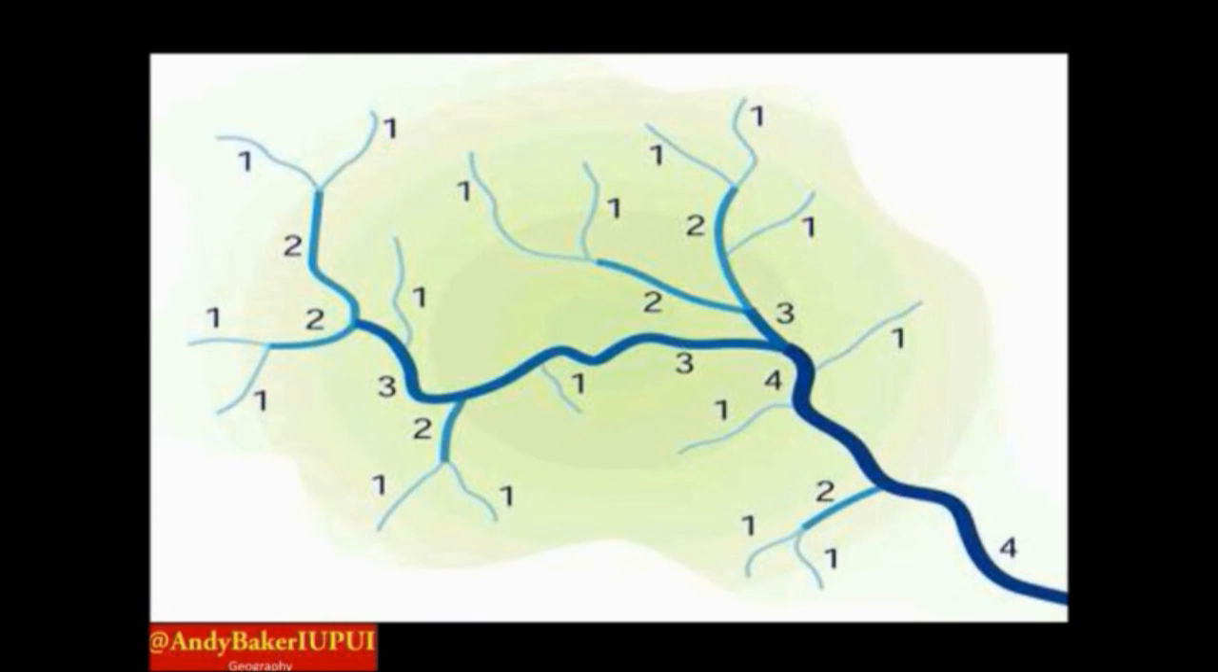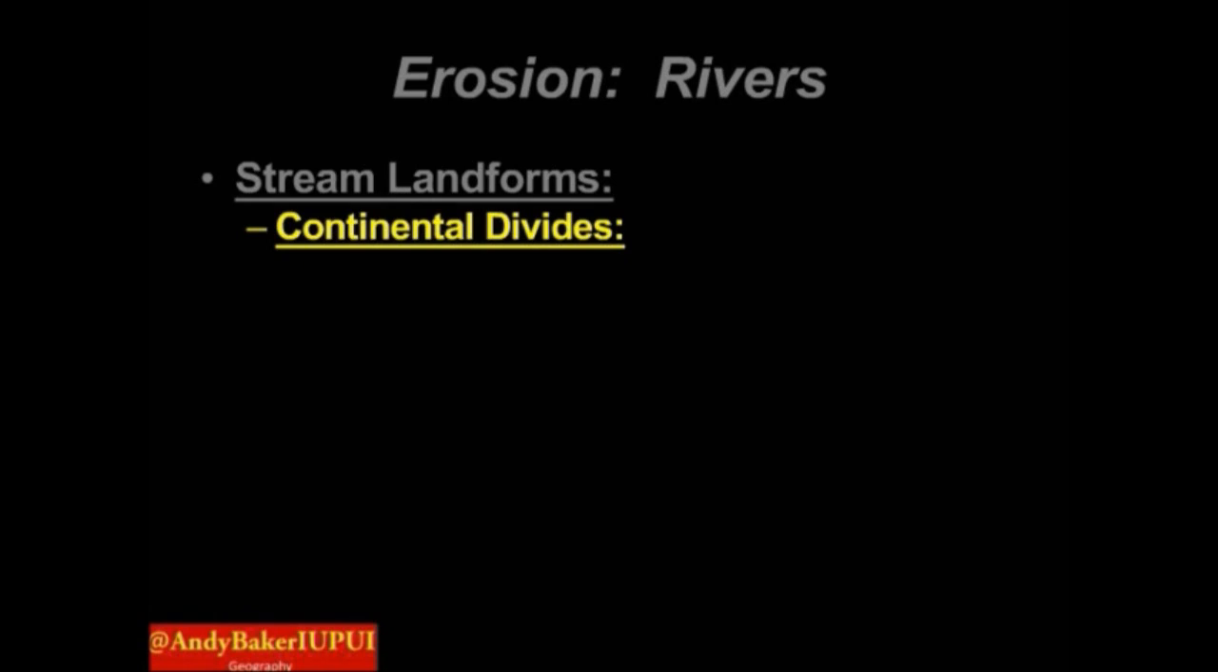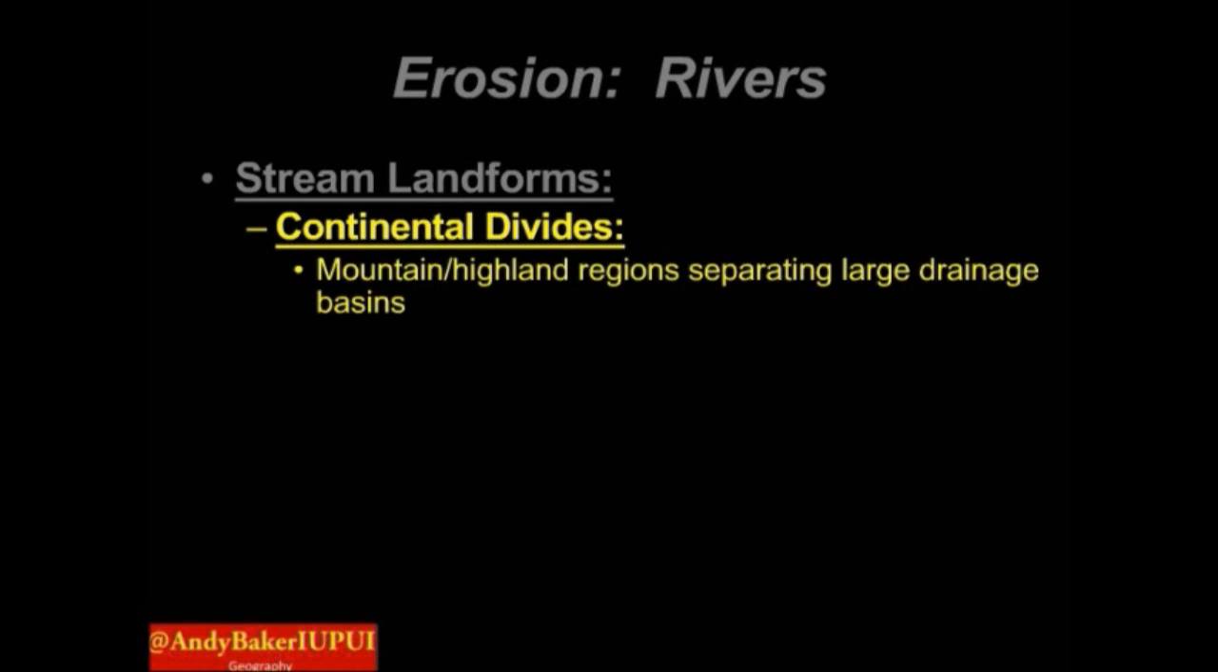Like I said, every stream flows into a bigger stream. Here the ones flow into the twos, flow into the threes, and then the threes eventually flow into the fours. Now at the big scale, when we think about continental scale, drainage divides are called continental divides. The continental divides are big picture examples of drainage divides or drainage basins and watersheds: essentially the mountain or highland regions that separate large drainage basins.